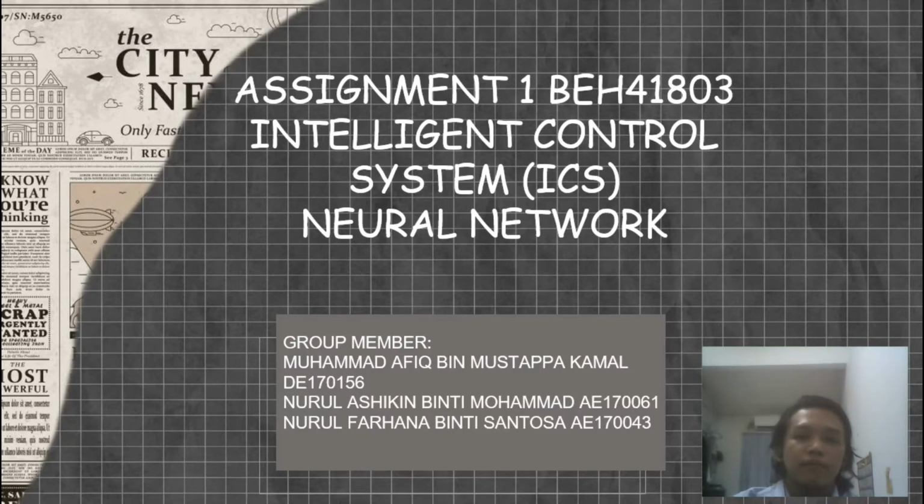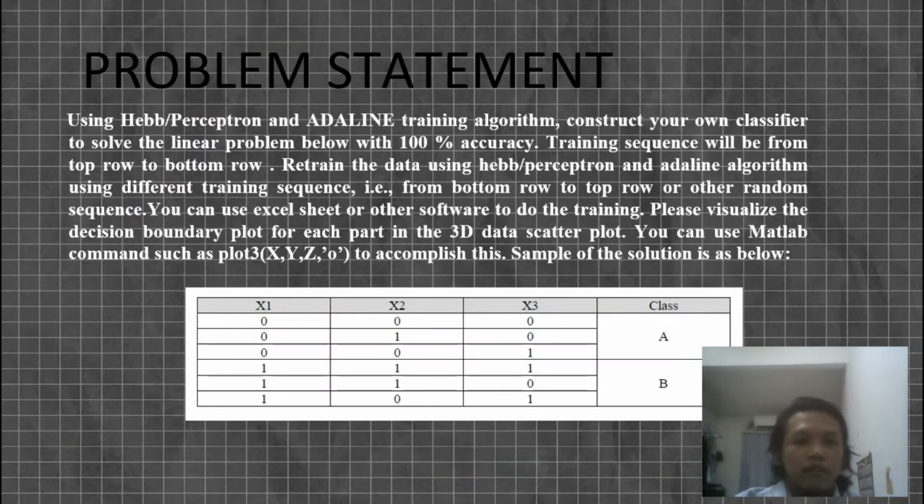Today I will present about assignment 1 from Intelligent Control System Neural Network. Okay. We move to the problem statement. By using the help of perceptron and other training algorithms, we have to construct our own classifier to solve the linear problem below with 100% accuracy. The training sequence will be from top row to the bottom row. And then we have to retrain the data by using the help of perceptron and other linear algorithms by using a different training sequence.